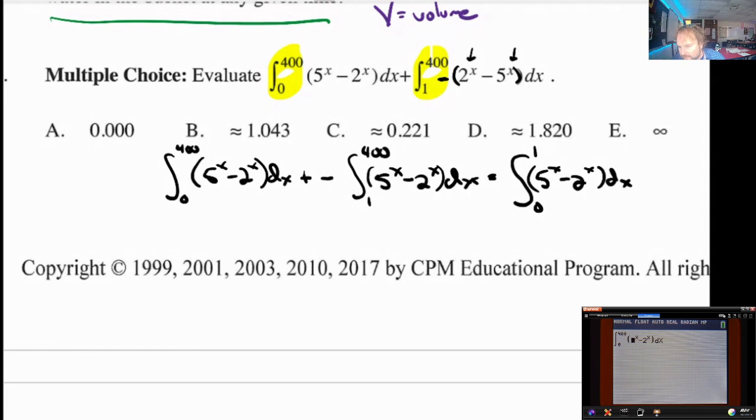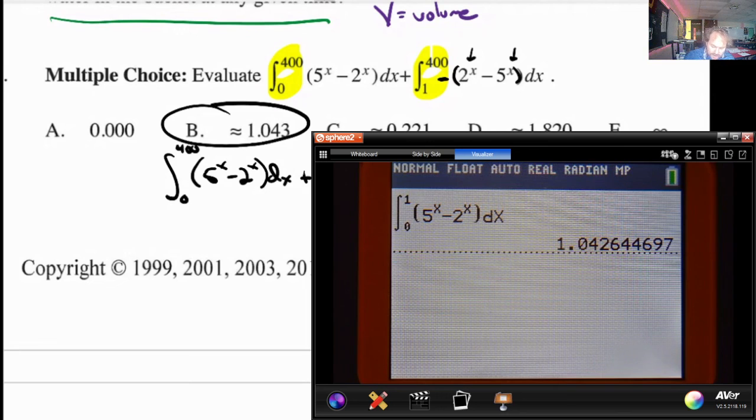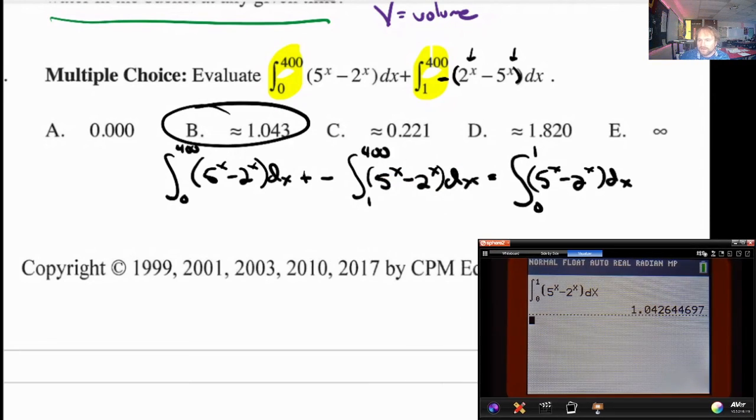Let's go back to the calculator and crunch that number. Just the integral from 0 to 1. Again, we totally could do this one by hand. It wouldn't be that hard to do. But we got it right here. Let's set it up. And we got a pretty solid 1.0426, which is B. That's that. That's a cool problem. Your calculator can't help you unless you recognize that pattern going on.